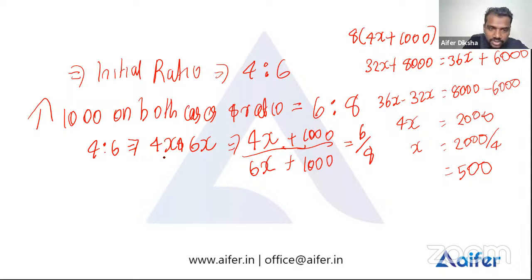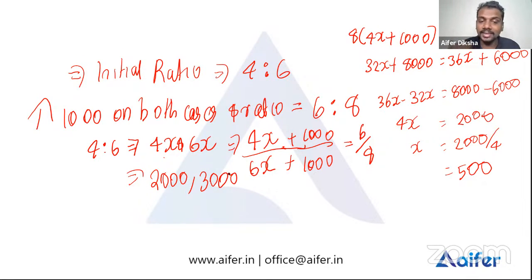So the original values are 4x and 6x, which is 4 into 500, 2,000, and 6 into 500, 3,000. So the original values are 2,000 and 3,000. These are the original values. So that's an important aspect: how they will usually ask questions from ratio and proportion.